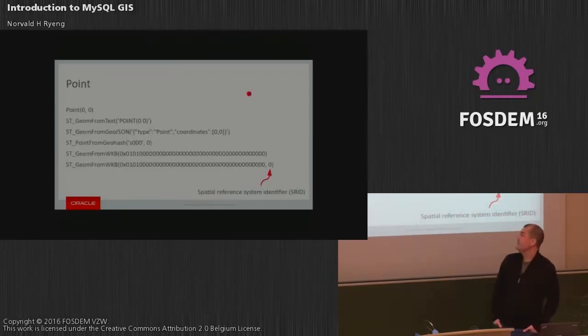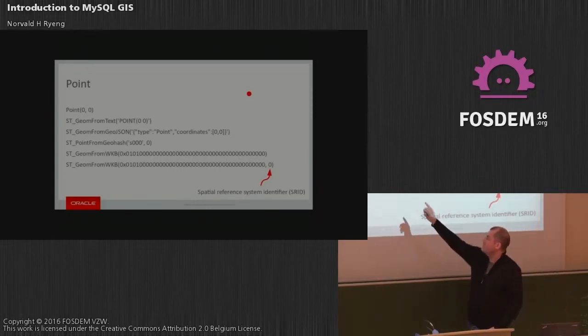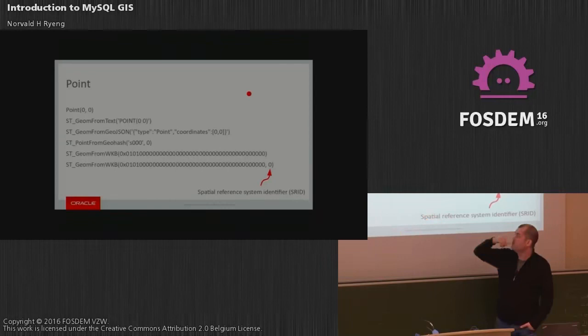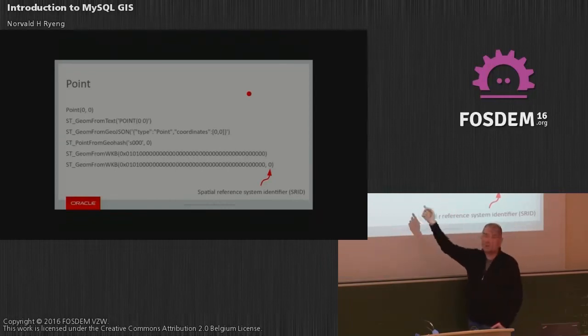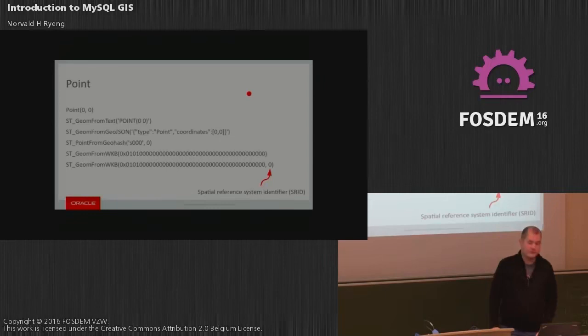Points. A point is, in our space, a 2-dimensional thing. These are all ways you can generate that point. You have one function with the same name as a data type that takes the coordinates. You have the well-known text format from OGC, GeoJSON, GeoHash. The longer that string is, the more accurate that point is. Well-known binary formats. And I think most of these take a parameter where you can specify which coordinate system this is. You don't have to specify it. If you don't, it's default 0.